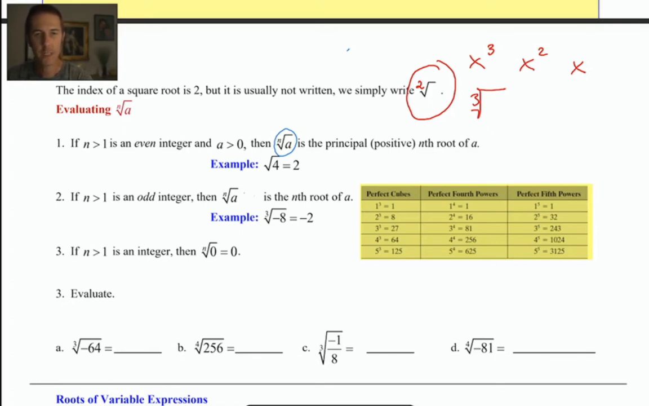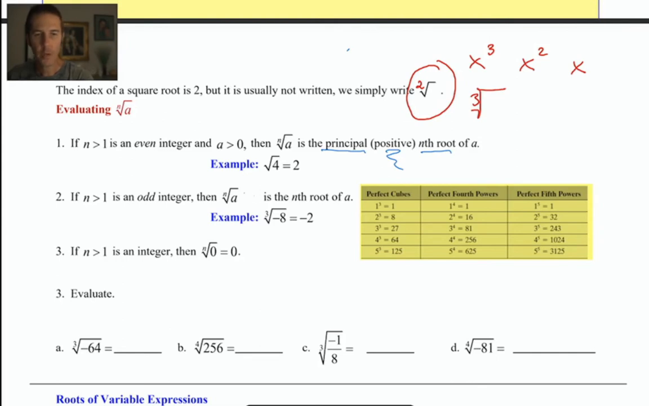So let's attempt to translate that. If the index is even, then the principal nth root is the positive answer. So just in case you're working a problem where you are asked for the principal root, your answer is not going to be plus or minus 2 in this case. Your answer would just be positive 2. So that's a little bit more vocab. Principal nth root is asking you for the positive solution.